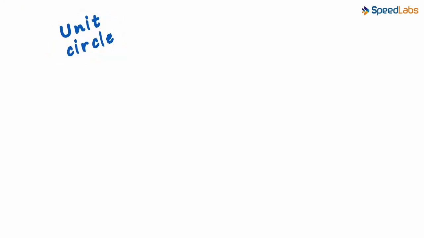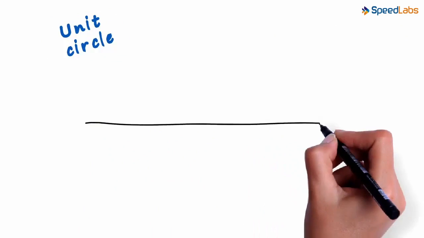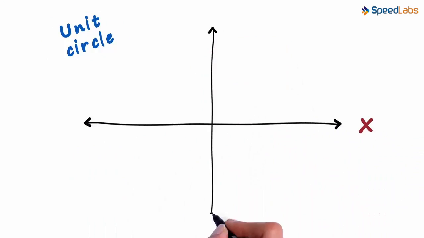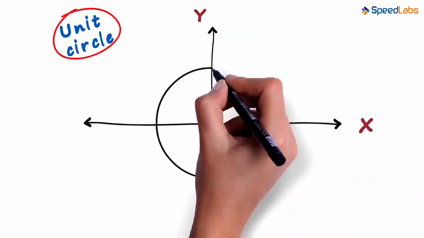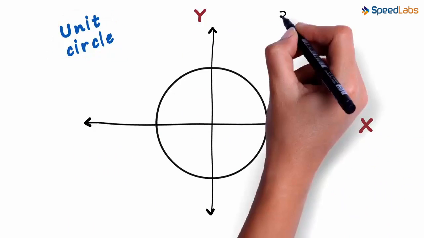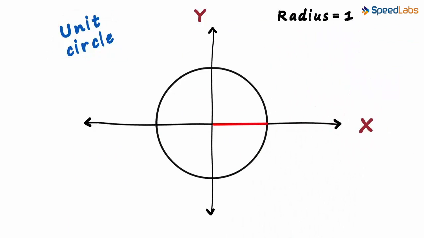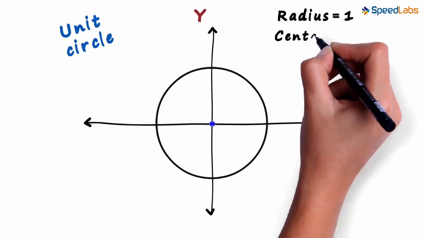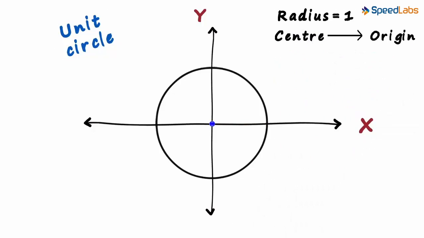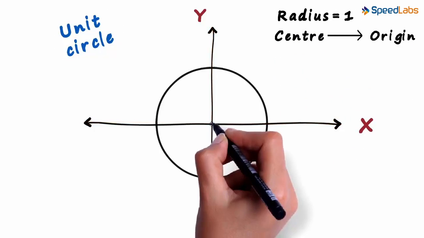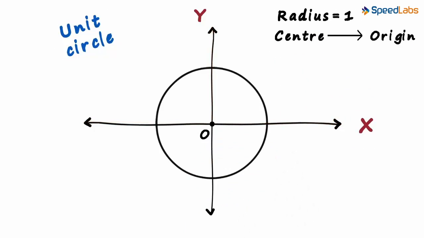To represent the Cartesian plane, let's draw the x and the y axis. The unit circle would look like this. It is a circle with radius equal to 1 unit, and it has its center at the origin, which is the point at which the x and y axes meet. Let this point O be the origin. And remember, this is also the center of the circle.